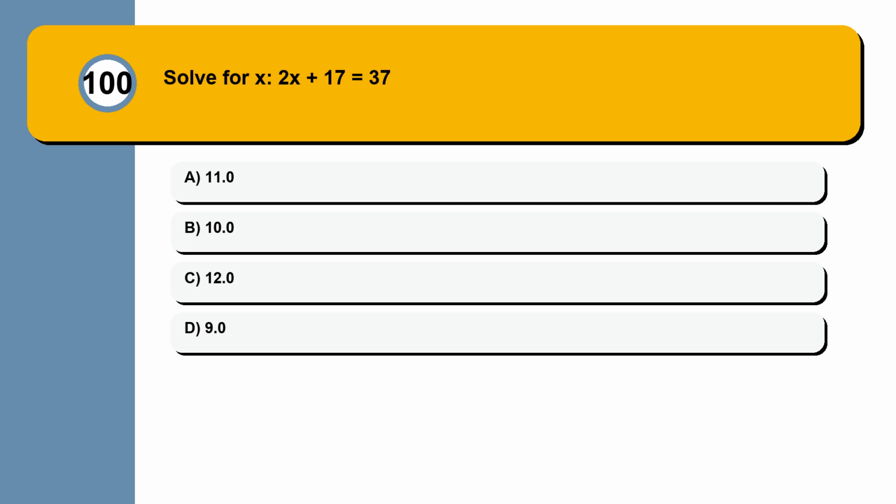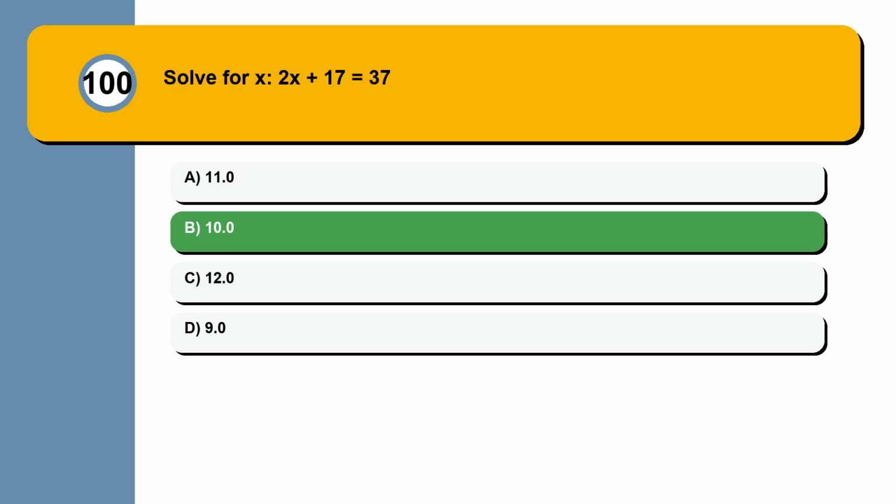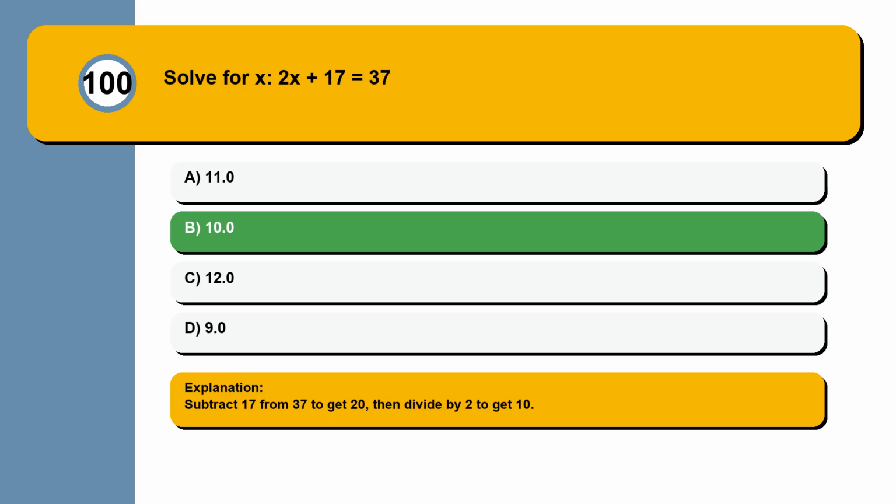Question 100. Solve for x, 2x plus 17 equals 37, 11.0, 10.0, 12.0, 9.0. Subtract 17 from 37 to get 20, then divide by 2 to get 10.